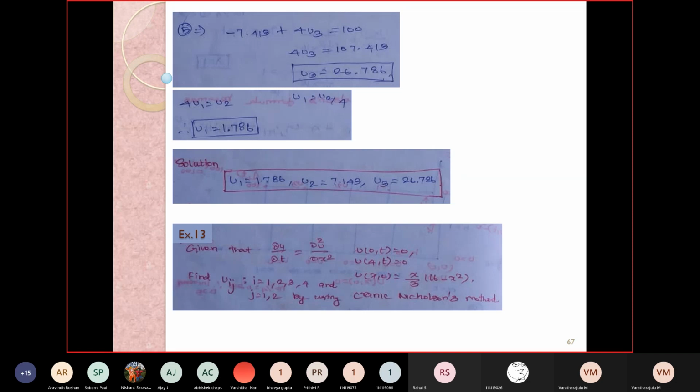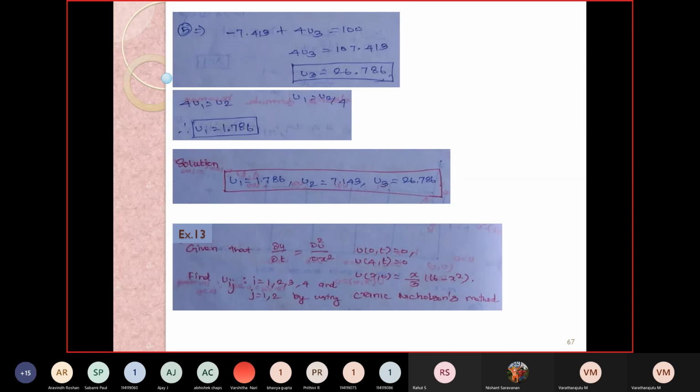Here the horizontal boundary is given: u of x comma 0 is equal to x by 3 into 16 minus x square. Find u i comma j, where i is equal to 1, 2, 3, 4, and j is equal to 1 and 2. There are two time axes. By using the Crank Nicolson method, we need to get the results. Do you have any query with solving the problem with the Crank Nicolson?